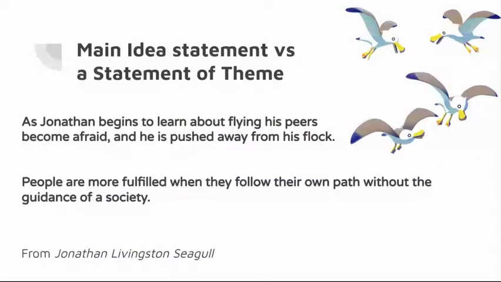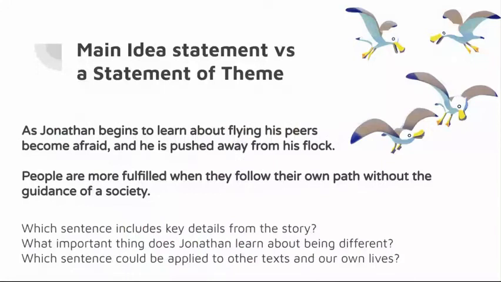So when we look at these two statements, the main idea statement and the statement of theme, you can see that the first one has key details from the story. Jonathan, specifically, it talks about how he's flying. It talks about what happens with his peers. It talks about what happens as a result of that. Whereas the second one has more to do with just general humanity, right? So that second one is a statement that could be applied to any text. Whereas the first one is really specific to Jonathan Livingston Seagull.